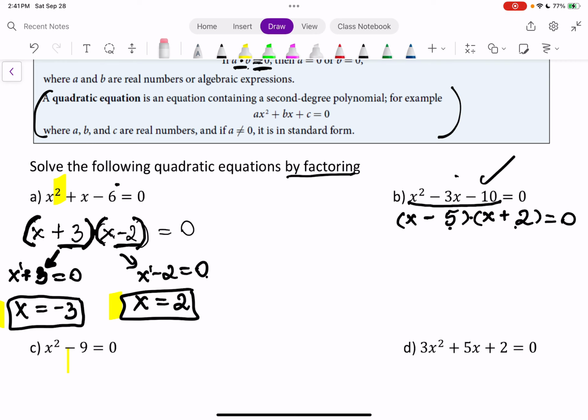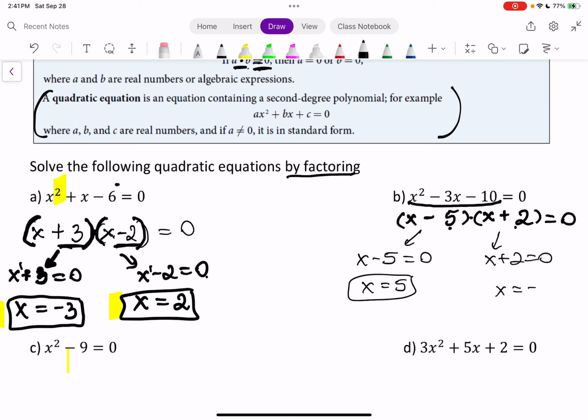However, the point of factoring is not to just multiply right back. I just wanted to check for us. The point of factoring is that we can now use the product rule that says either x minus 5 is 0, which makes x equal to 5, or x plus 2 is 0, which makes x equal to negative 2. Again, how? Because I'm adding 5 to both sides, and subtracting 2 from both sides.